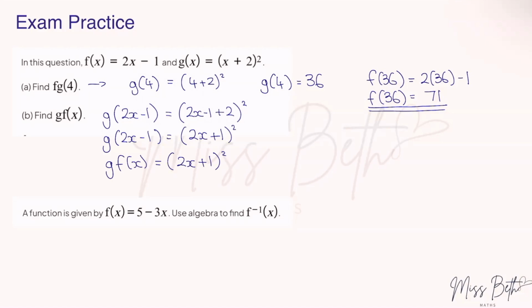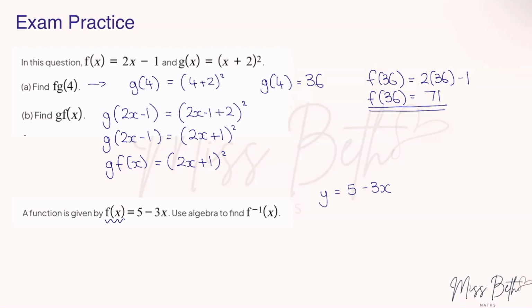On to our final question, another inverse question. A function is given by f of x is equal to 5 subtract 3x. Use algebra to find the inverse. So again, I want to start by replacing f of x with y. So y is equal to 5 minus 3x.